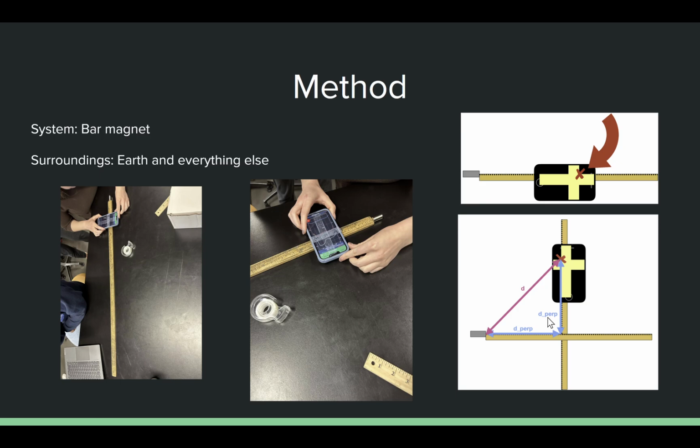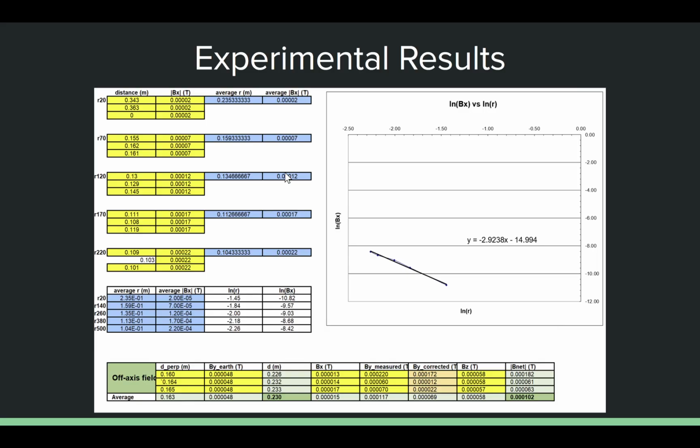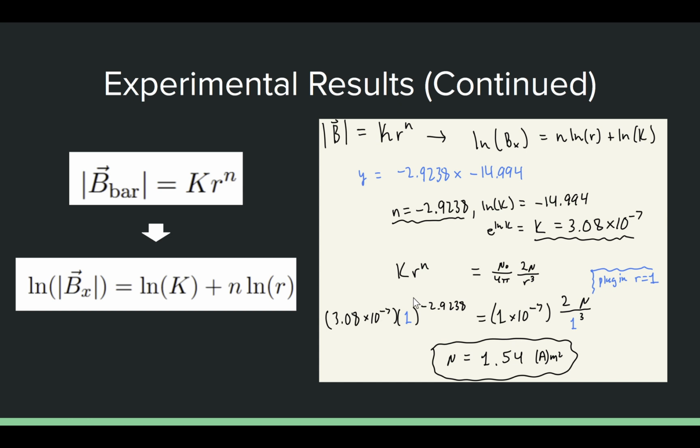We obtained some data, and it can be seen right here on the left. This is the data from the parallel axis magnetic field. On the bottom is the off-axis magnetic field data. This gave us this graph when we plotted the natural log of the magnetic field on the parallel axis over the natural log of the distance. We got this linear equation, which is super useful. We were able to find the value n in this equation, which was -2.9238. We also found k. Using those two values, we were able to solve for the magnetic dipole moment, which was 1.54 amperes times meters squared.